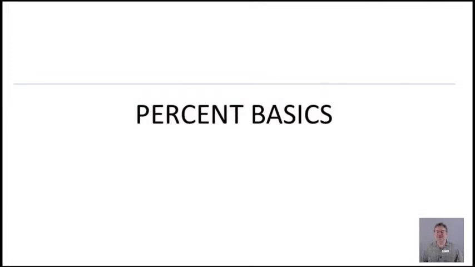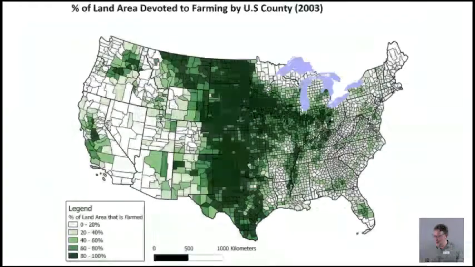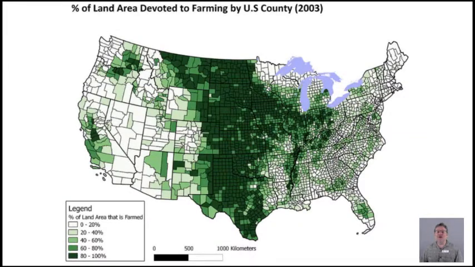Hello and welcome. I want to begin this lesson by showing you a couple of way cool maps. This first one shows the entire 48 states divided up into all the counties nationwide. And it shows you through a series of colors, in particular shades of green, which locations around the country have the largest percent land area devoted to farming.